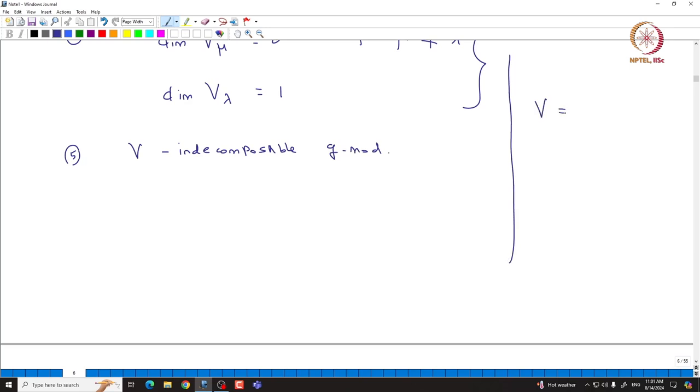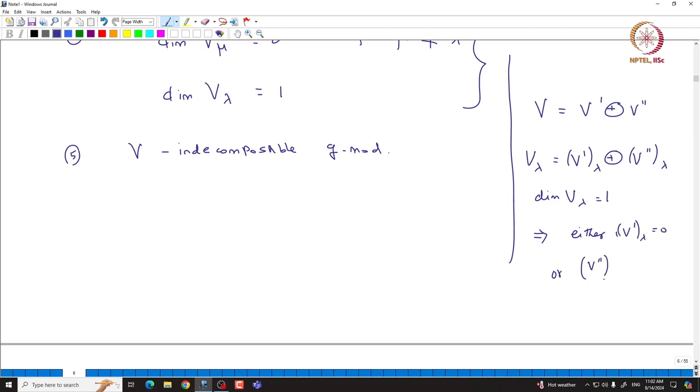If I take V and write it as some V dash direct sum V double dash, then for sure the lambda weight space should again factor into V dash lambda direct sum V double dash lambda. But we already know that the dimension of V lambda must be 1. So that forces that either V dash lambda is 0 or V double dash lambda is 0. If one of them is 0, the other one will be exactly V lambda. For example, without loss of generality, assume that V double dash lambda is 0, then that would force V lambda to equal V dash lambda.